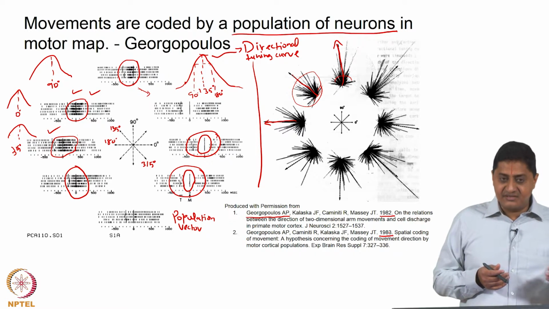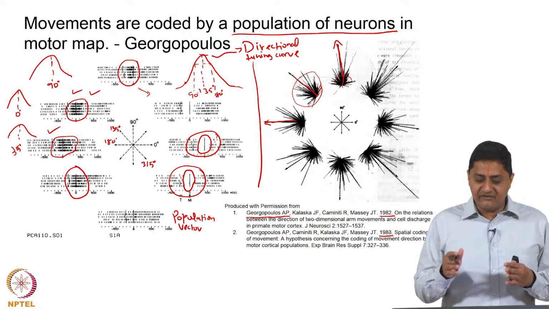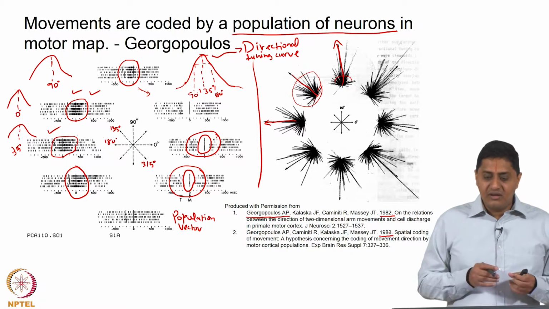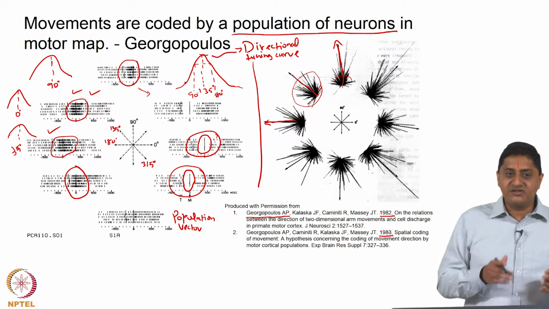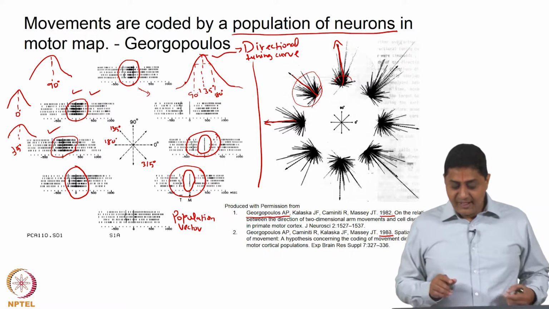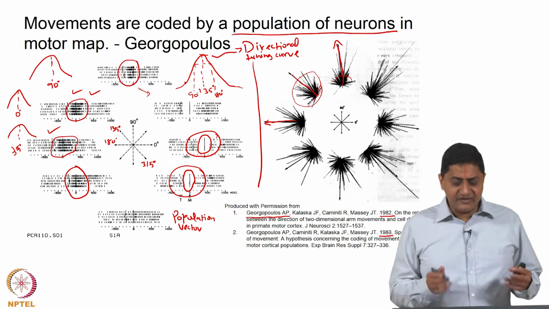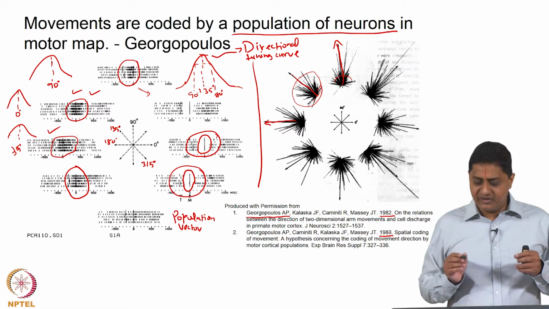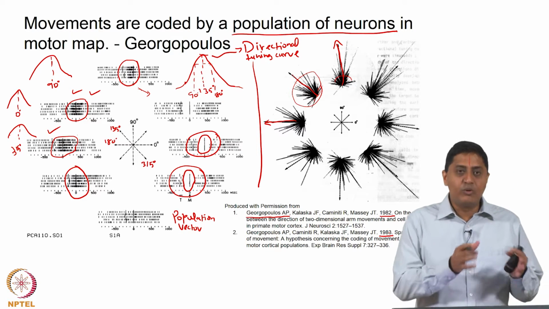Whereas in the previous case, in Evarts' case, only a few neurons or only a single neuronal activity is used to predict correlations with muscle activity and correlations with kinematics and kinetics of movement. Okay. Fundamental difference in the approach. Here, what we have learned from this slide is that we can use the activity of a population of neurons to predict movement direction.